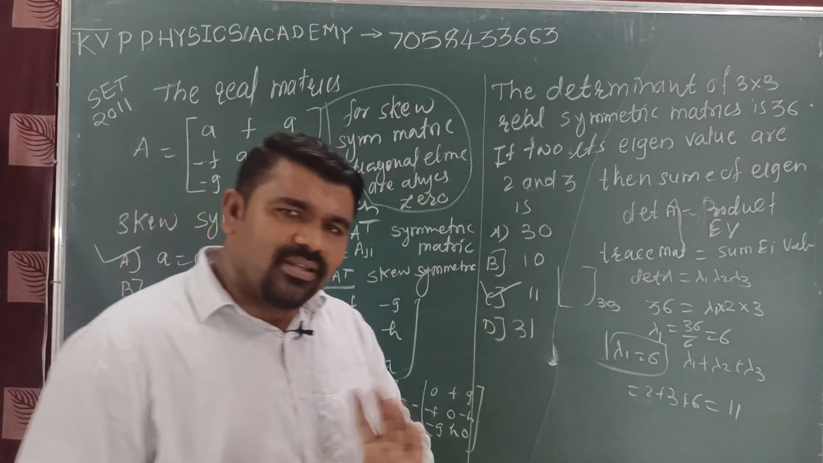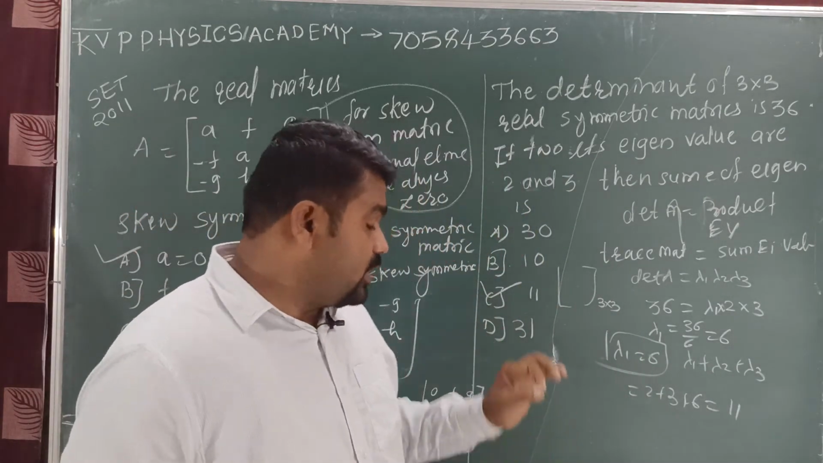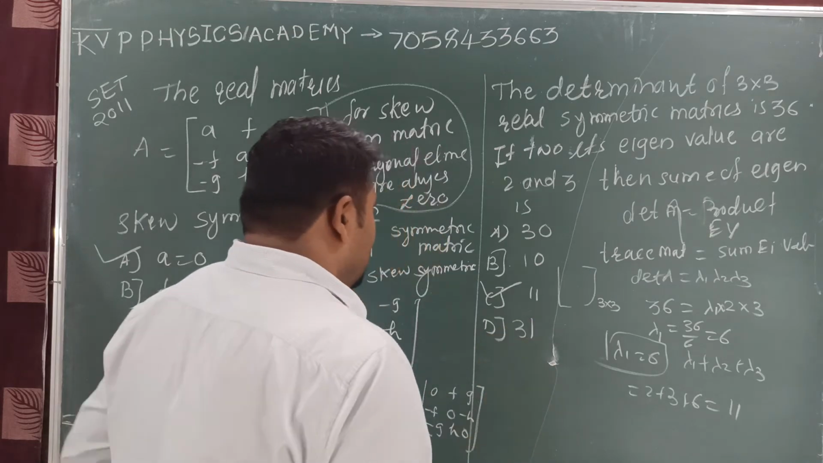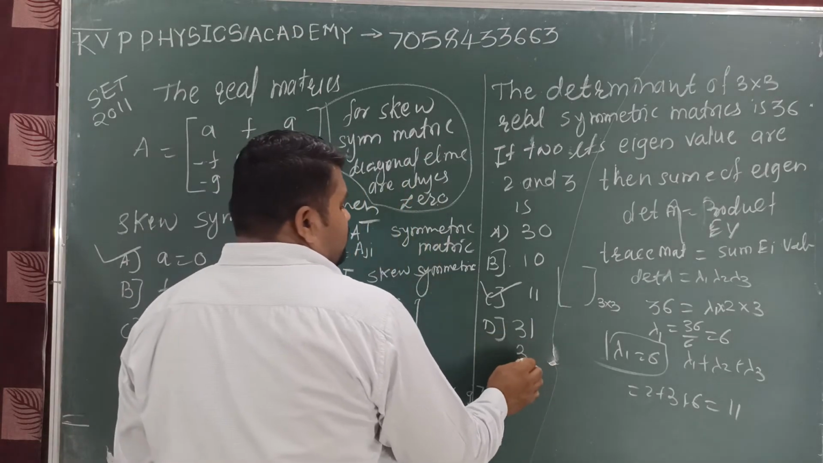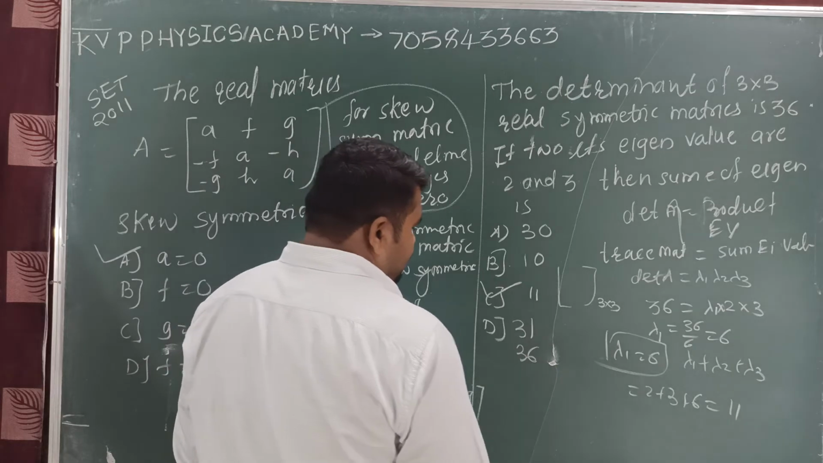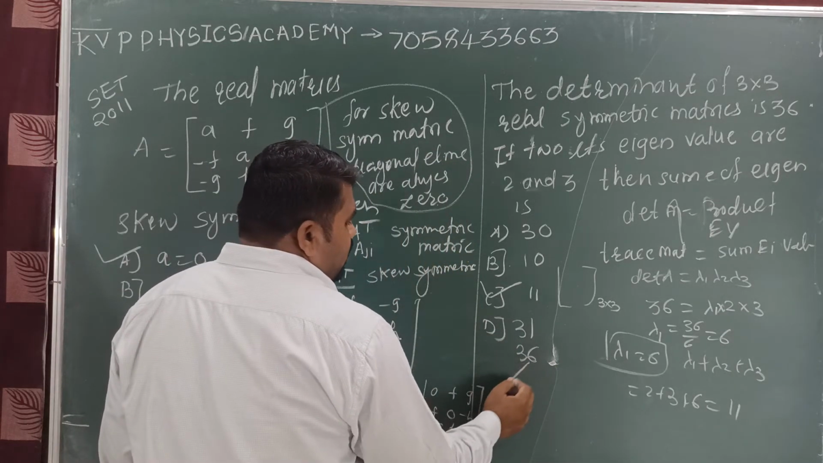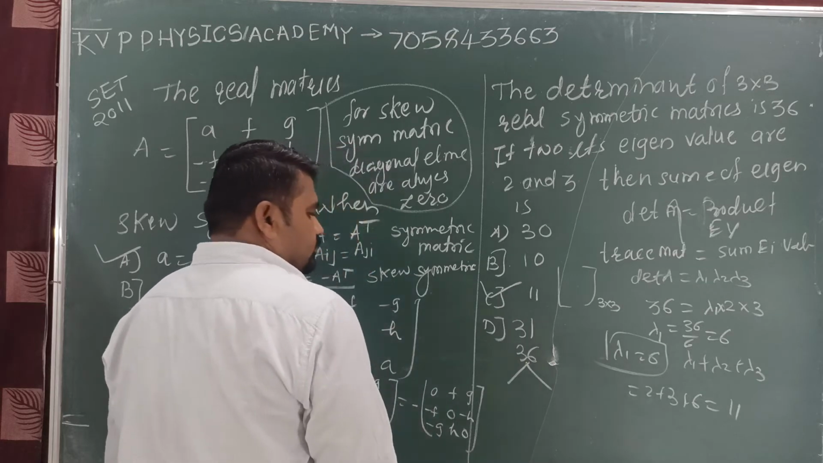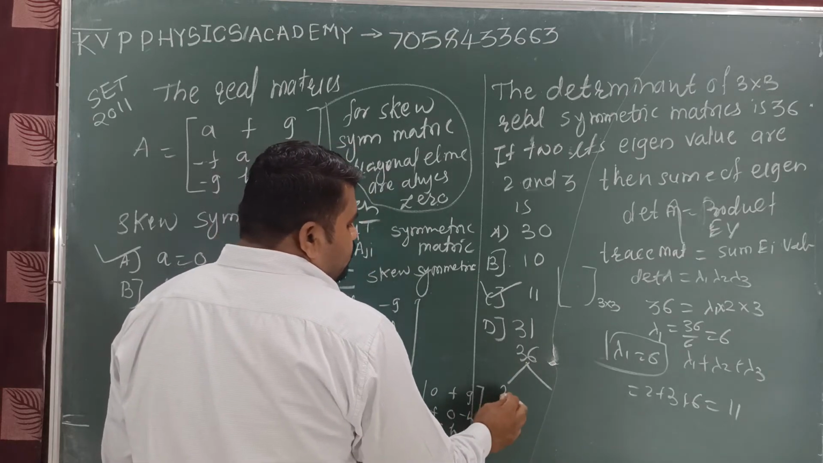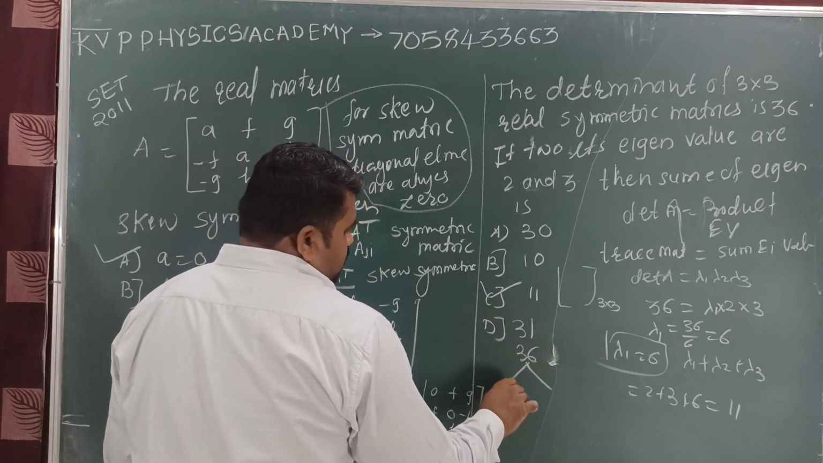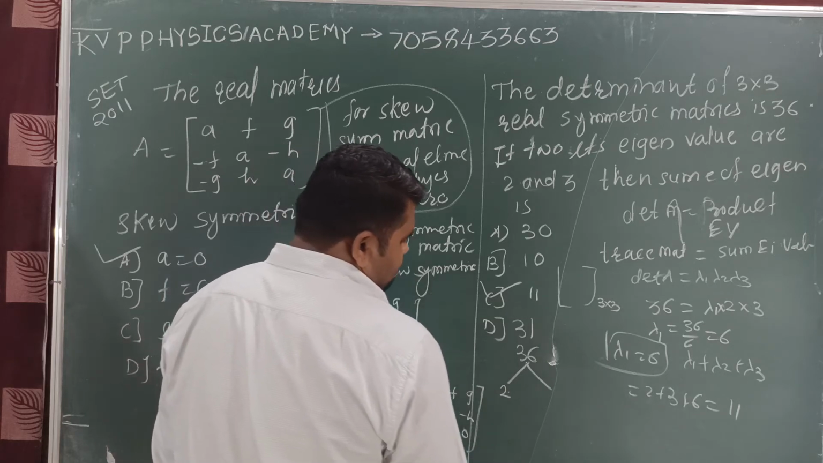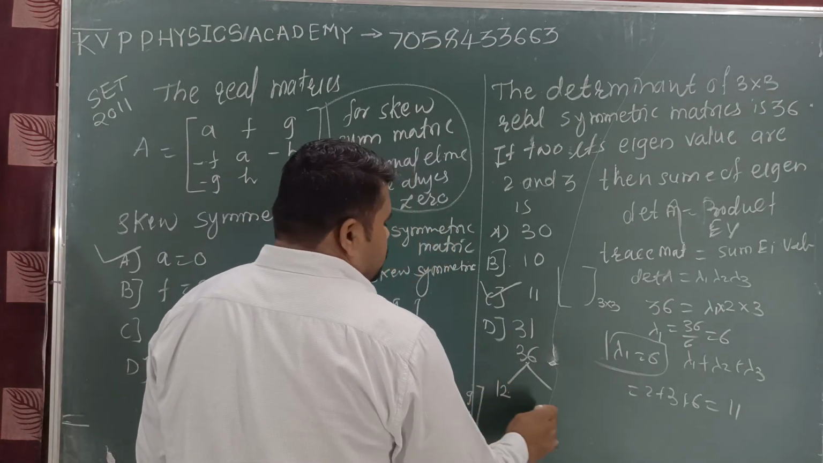Or simply we can use trial and error. We can use another method. 36 can be split in such a way that the product becomes 36. We can take two numbers here. Suppose we take 12 into 3.